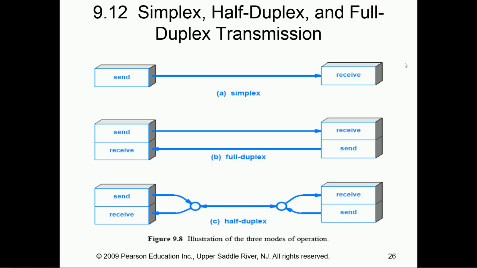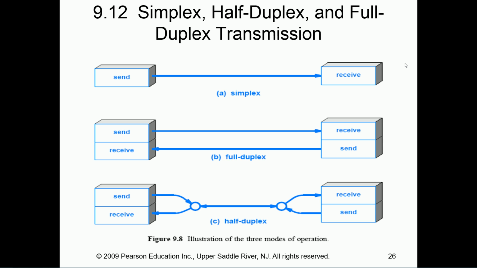Here's a graphical representation. Again, simplex, one way. Half-duplex, it's send or receive, never both at the same time. Full-duplex is one and the other. It's simultaneously. If you look at copper, you'll notice that they always come in pairs, one for sending, one for receiving. If you look at fiber, same thing, there's one for sending, one for receiving.